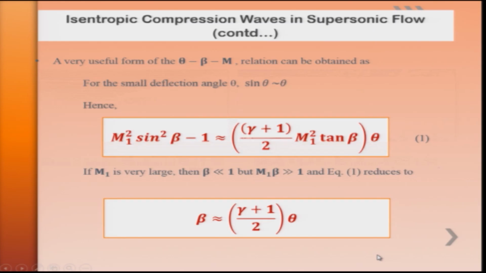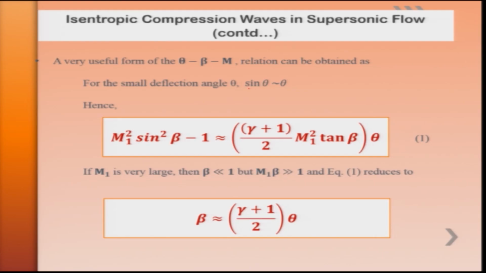Now, moving to a very useful form of this theta-beta-M relationship that we can deduce. We can note that for a small theta we can use trigonometry, that is, sin theta will be almost equal to theta. Hence, the theta-beta-M relationship originally found, we can write as M1 square sin square beta minus 1 is approximately equal to gamma plus 1 by 2 M1 square tan beta into theta.